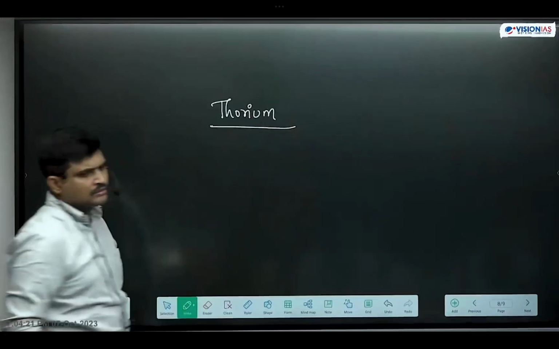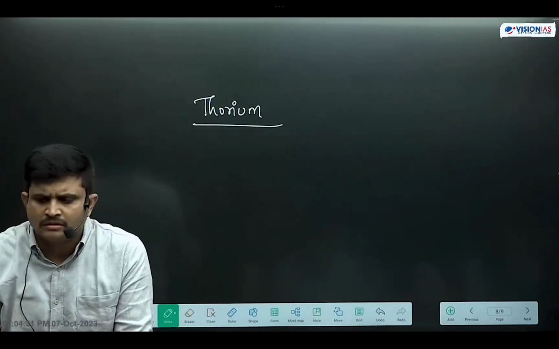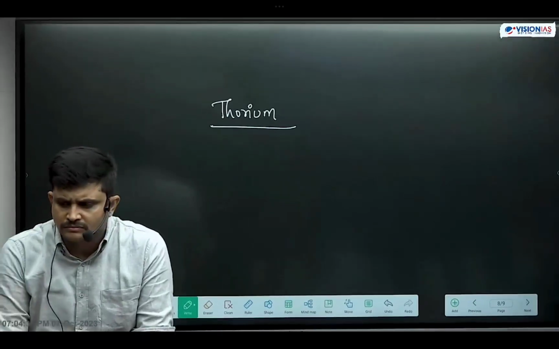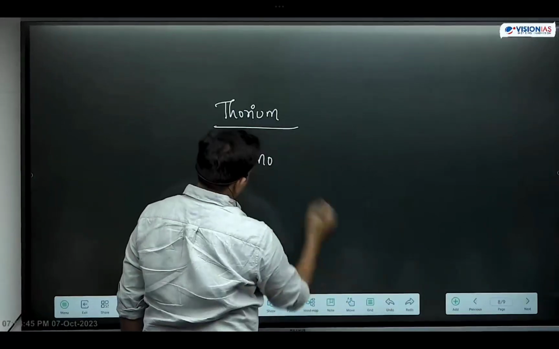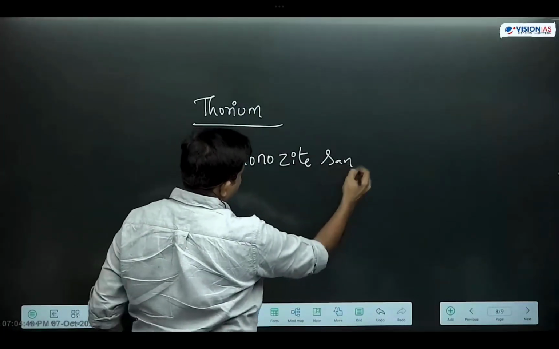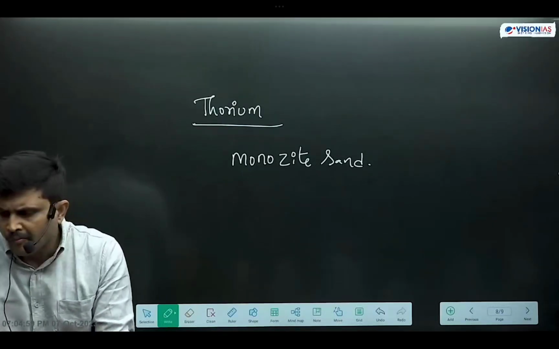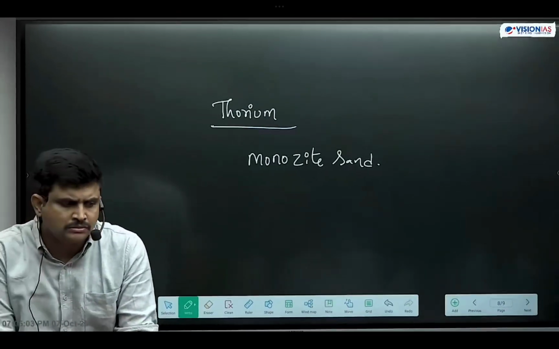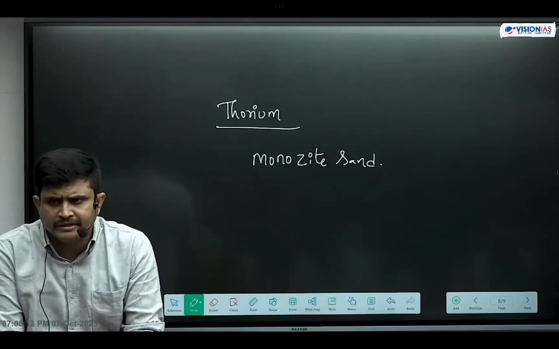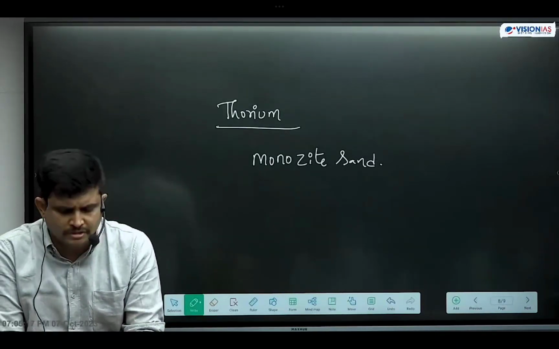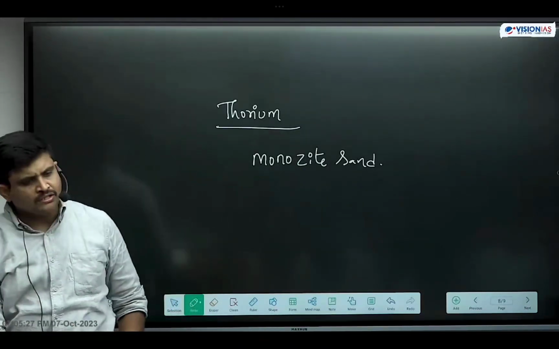Next one is thorium. Thorium is a rare earth metal available in monazite sands in coastal areas. It is used as a fuel in the third stage of nuclear reactors.